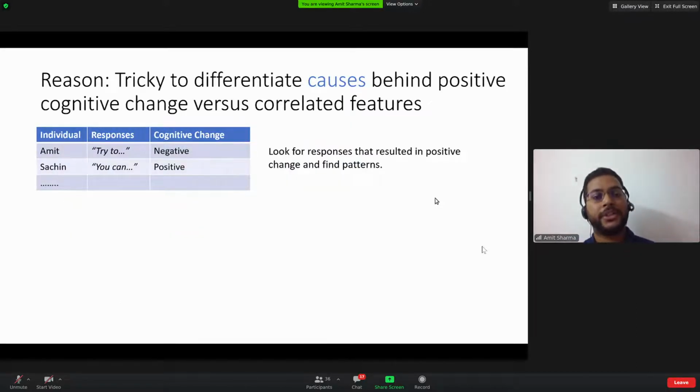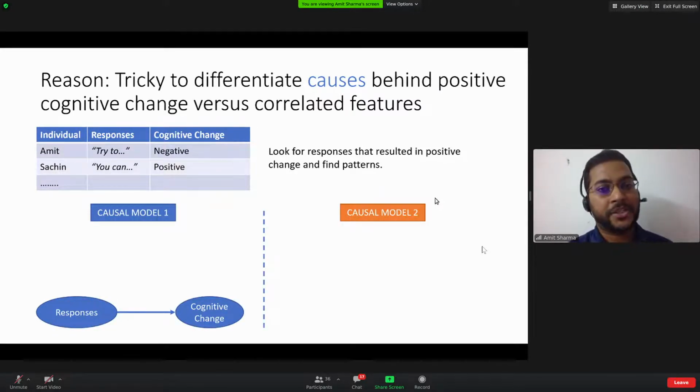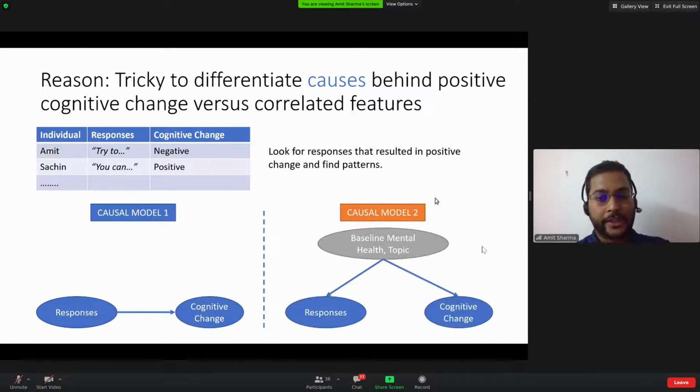And if you want to think more deeply about this, you can also think in terms of causal influence. It's usually tricky to differentiate causes of positive cognitive change from just correlated features. So here's an example that I'm showing you. Imagine that you had two people and you got some responses. In one case, the cognitive change was negative. In the other case, it was positive, right? What may be happening is that the responses are causing the cognitive change, and that would be the world one. But it's also likely that there are some baseline confounders or baseline prior knowledge about the seeker that is also leading to cognitive change, right?